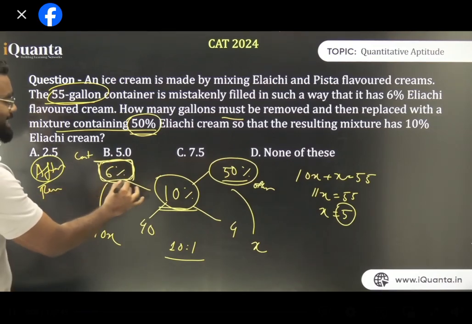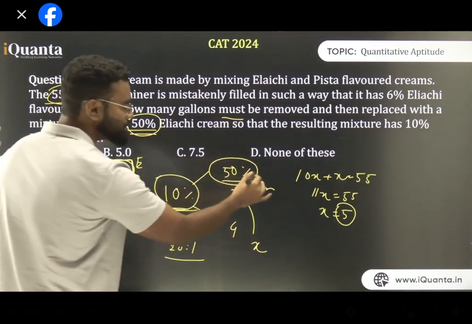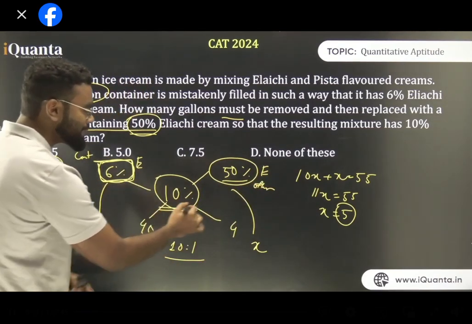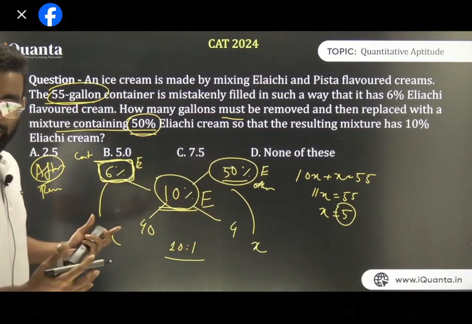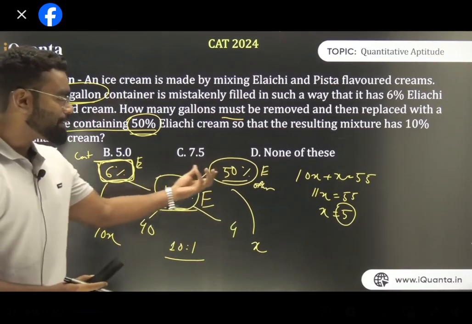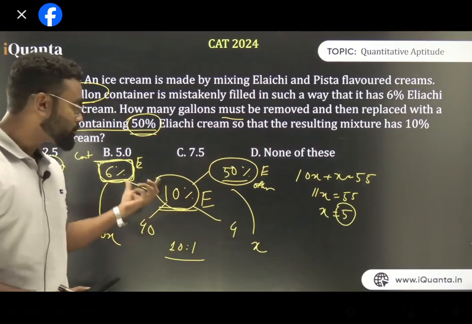the original container has 6% elaichi cream, and the new thing has 50% elaichi cream. And after mixing these two things, I am getting 10% elaichi cream. So how can you put it in this particular format? 6% is there, I am mixing 50%, and I am getting an average of 10%. So this is the mixed allegation format.